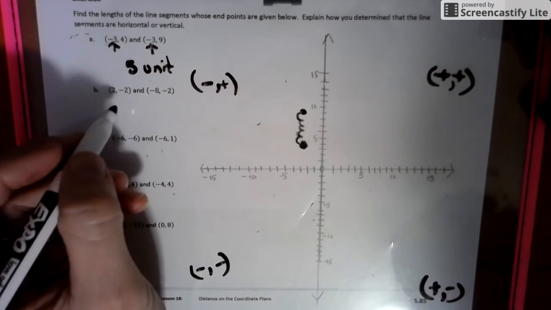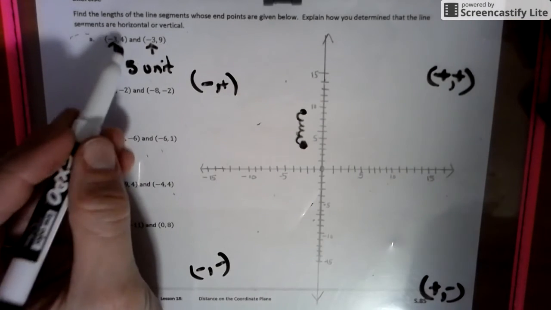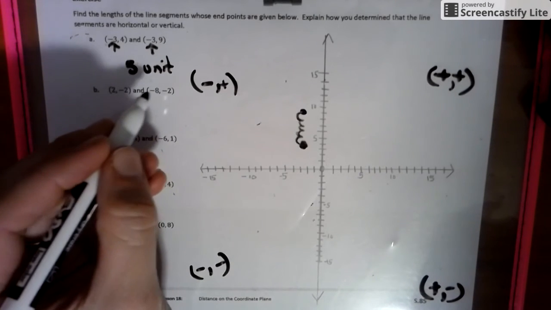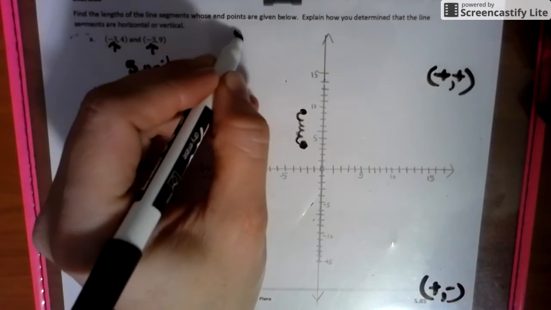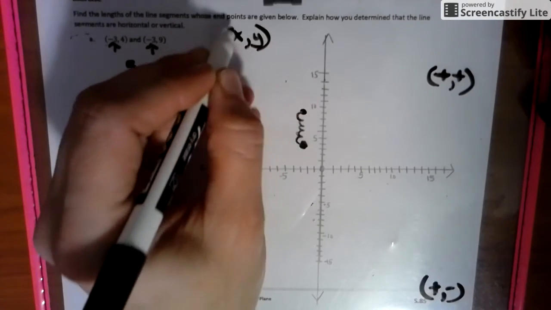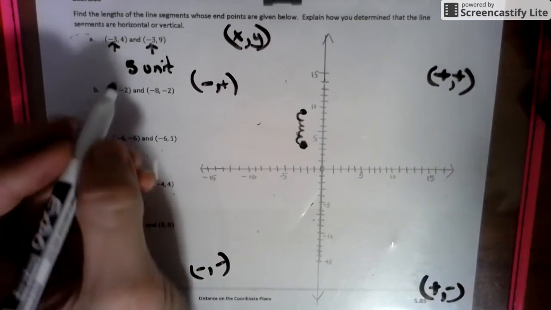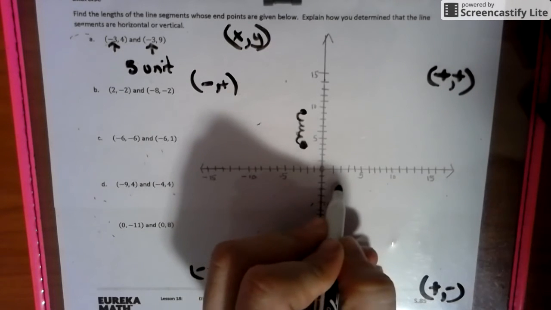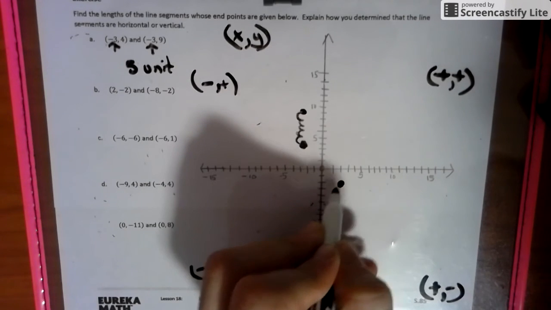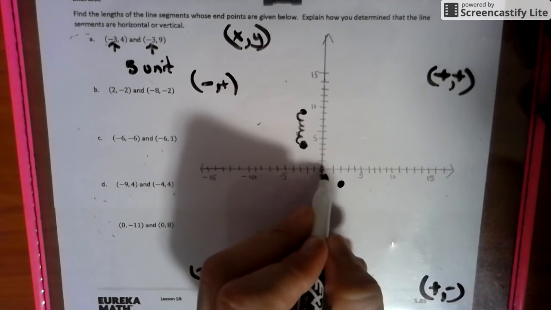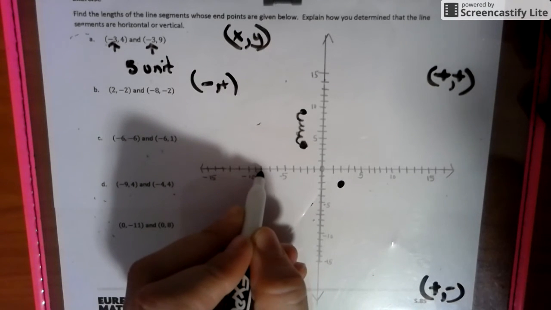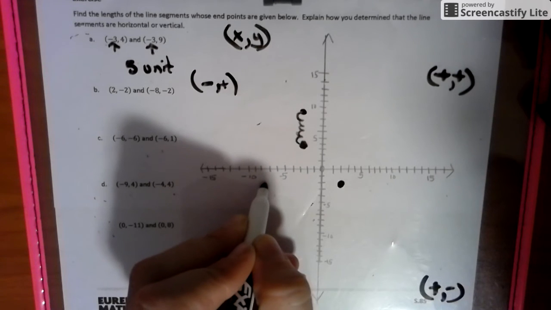If we're looking here, before the x's were the same, but now it's no longer the x numbers that are the same, it's the y numbers. Now remember, x comes before y in the ordered pair. So we go over to the +2 and then down 2. That's the first point. And then over to the -8, 5, 6, 7, 8, down to the 2.